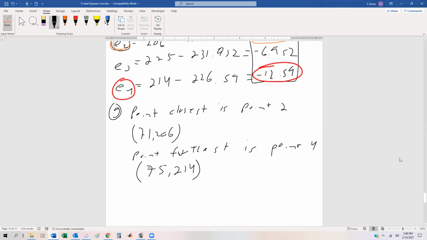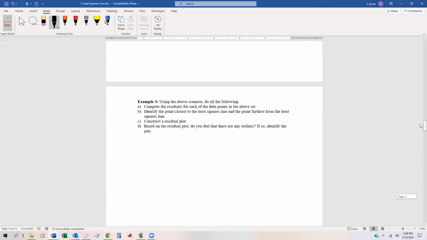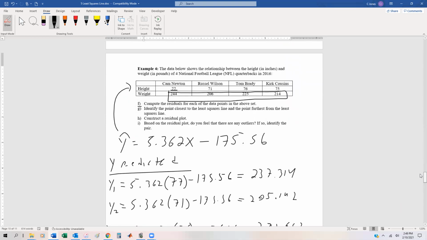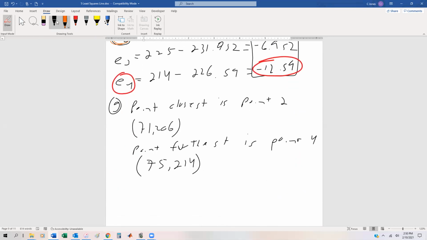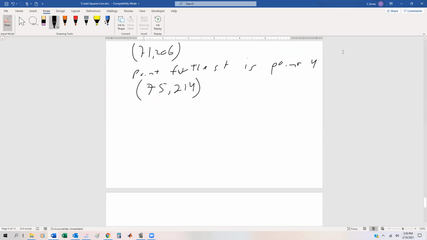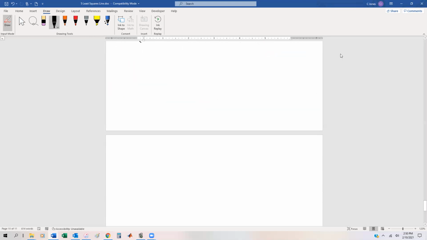All right, and again, just to make sure everybody knows where I got that from, all the way back up here with the data. So this is E4 or 0.4, and this is 0.2. All right, so that's the easiest way that I think you can identify the points that are closest and furthest. All right, now we need a residual plot. Right, so I'm going to do that down here, and this is item H.